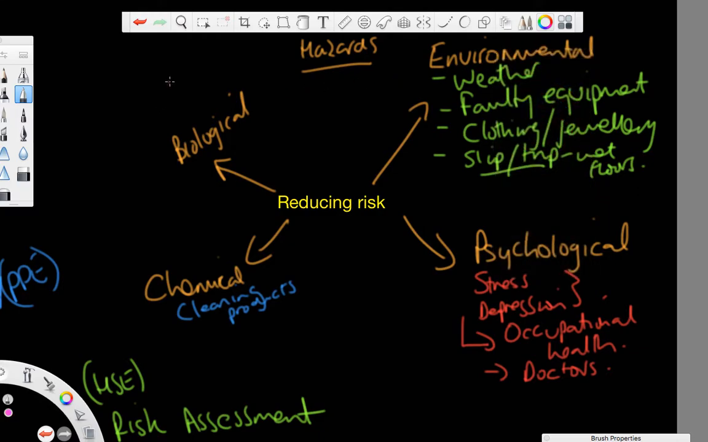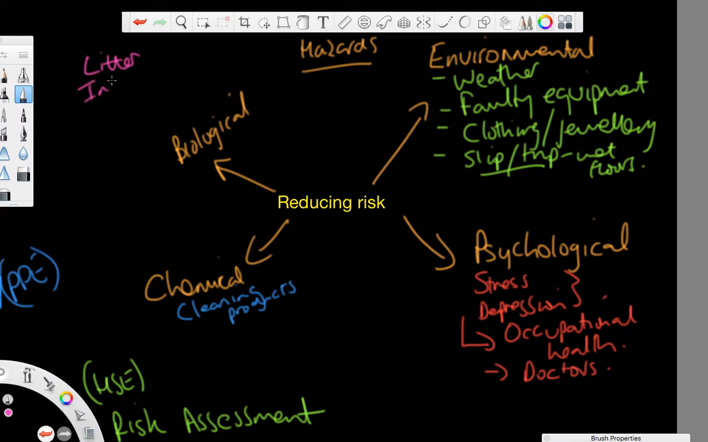So biological, key ones there we're looking at are going to be litter. I went into a class only today, and it was a really scruffy banana. Banana peels and things like that are biological waste and actually can be a hazard. So that would be one example.